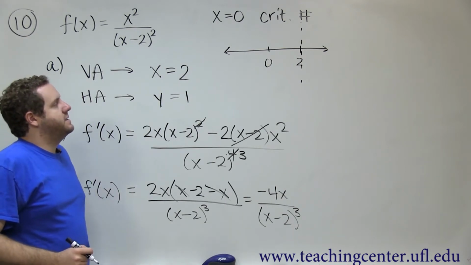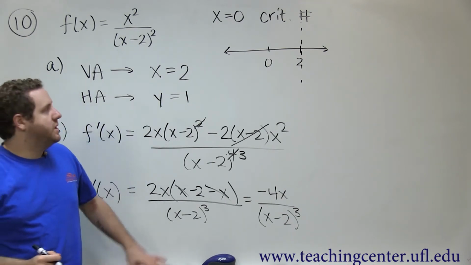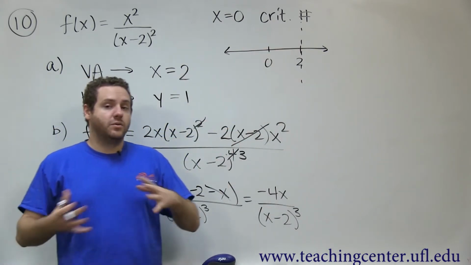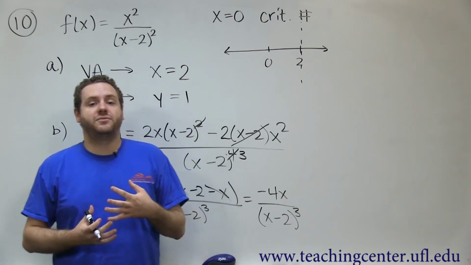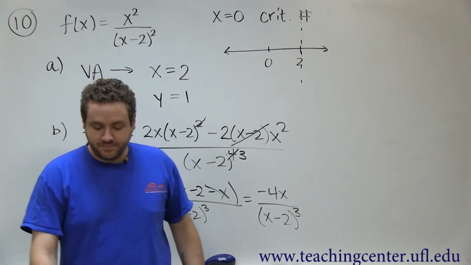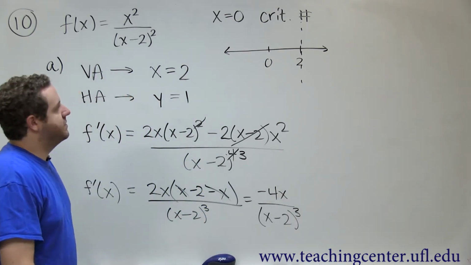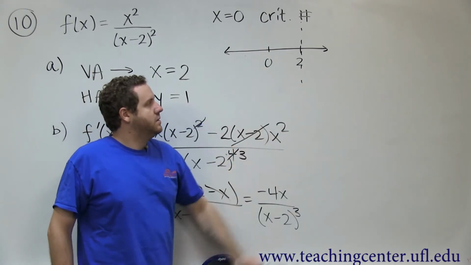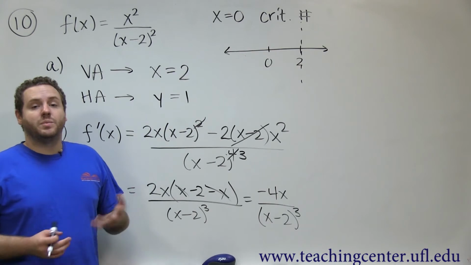Even though a vertical asymptote is not a critical number, you still have to put it on your number line because it could be increasing on one side and decreasing on the other, or vice versa. You don't know. It still could affect increasing and decreasing. So now we just use our first derivative test. We're going to be plugging numbers in here, here, and here, and we're just going to check them in the derivative and see if they're positive or negative.